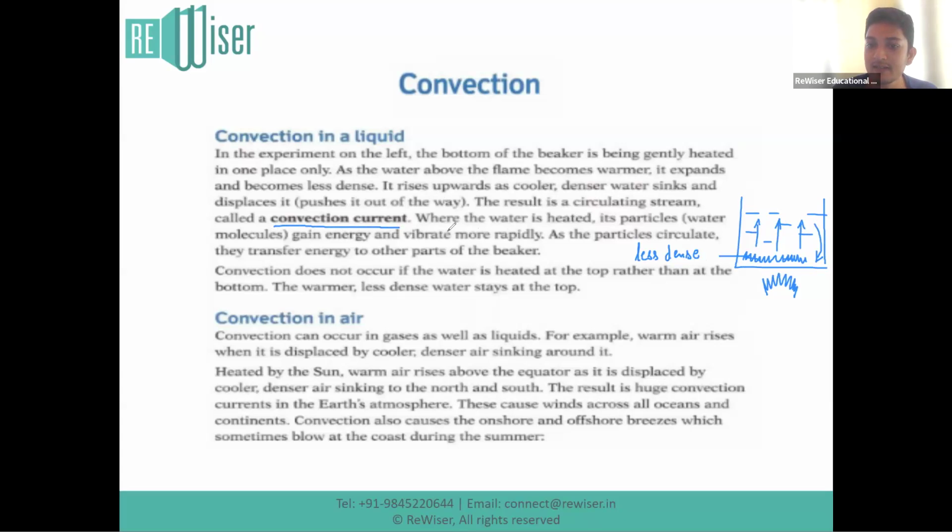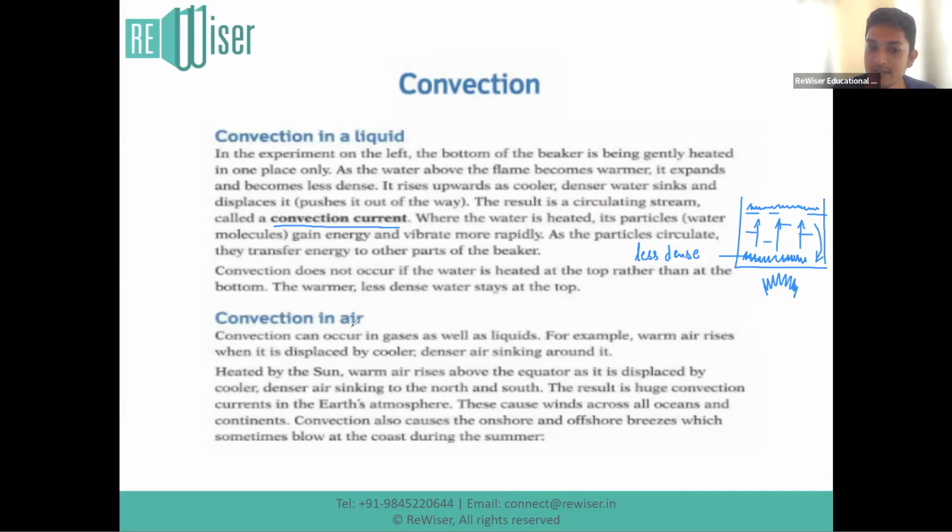As water is heated, the molecules of water, which break free from the weak van der Waals force, gain energy and vibrate more rapidly. And as particles circulate, as explained here, the energy is transferred to other parts of the beaker as well. Convection does not occur if the water is heated at the top rather than the bottom. The simple reason being, the less dense molecules always stay at the top, which means if you continue to heat the top, it's the same layer of water that will continue to get heated up, thereby not allowing the circulation as it would when heated from the bottom.